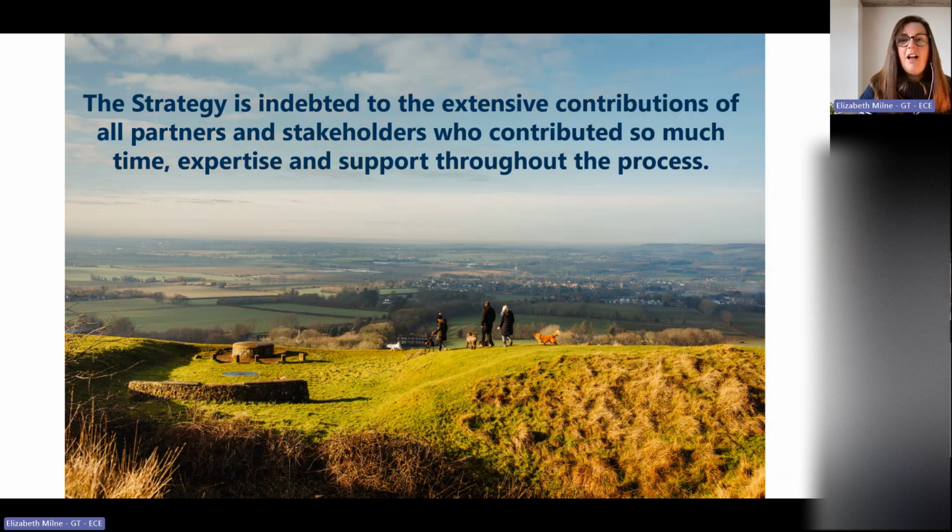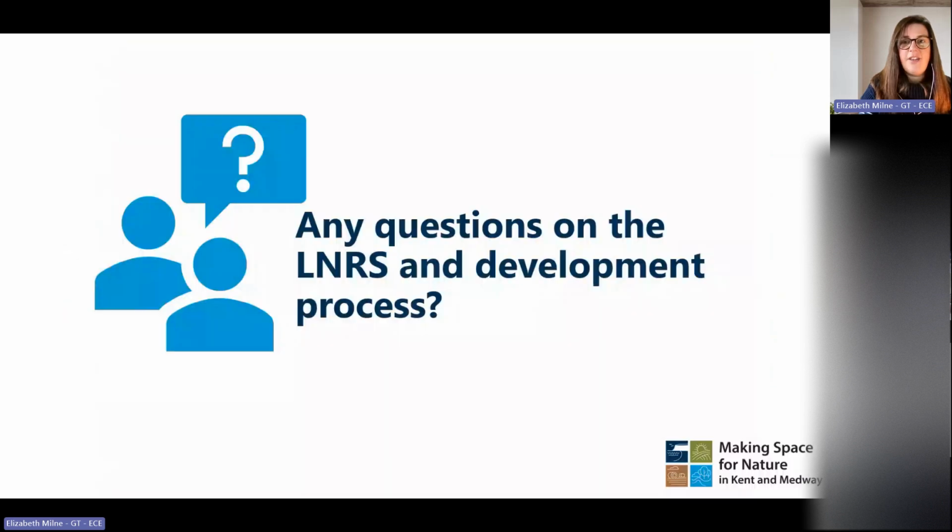So thank you. I will pause there and just see if there are any questions in respect of what the local nature recovery strategy is trying to do generally in terms of the legislation and the process by which we developed it. There's nothing on the Slido, Liz, but if anyone would like to put their hand up with any questions. Anything? Nope, nothing so far. Okay, great. I will crack on then.